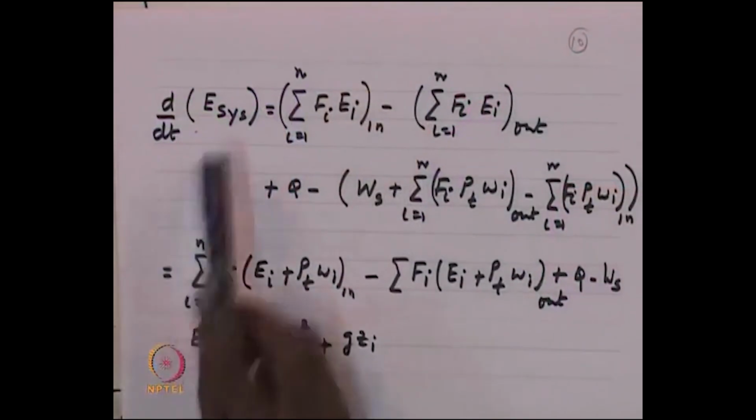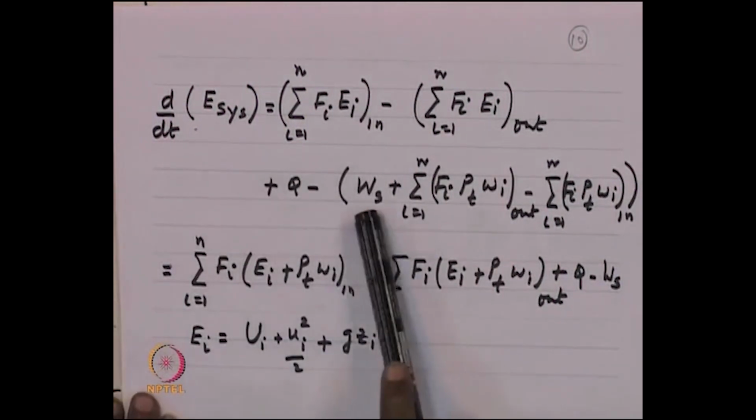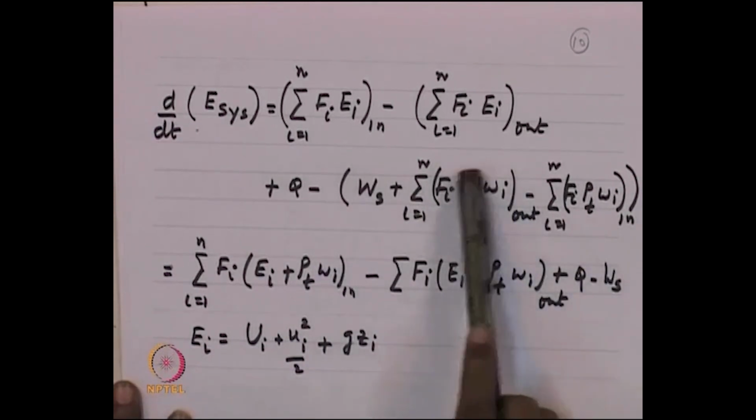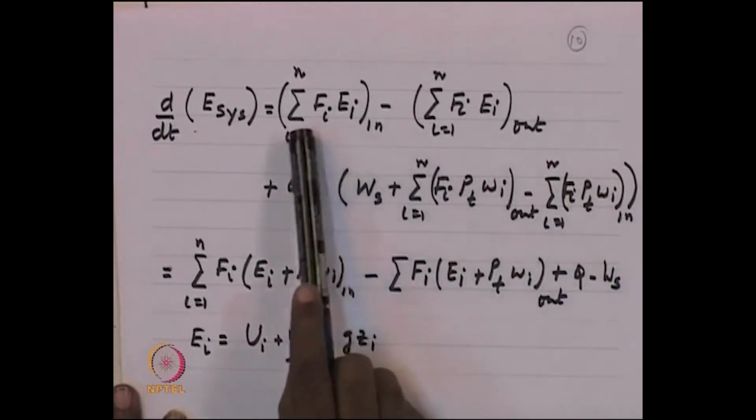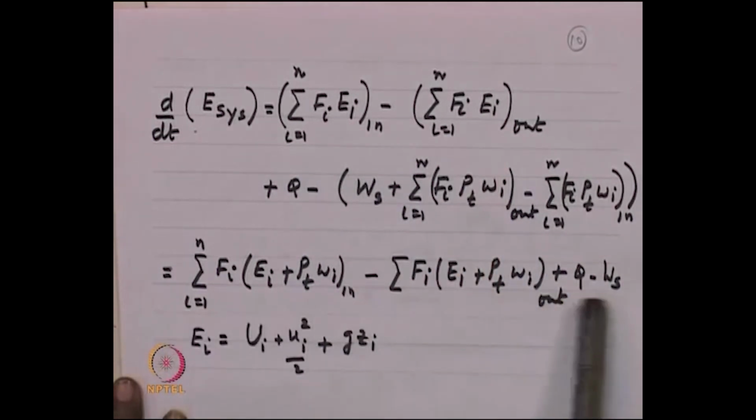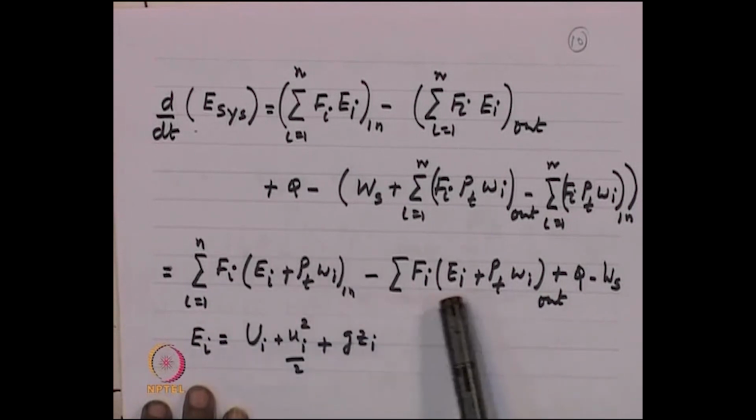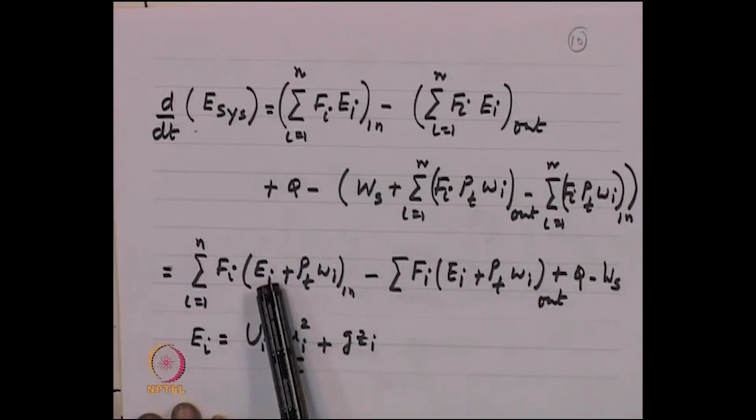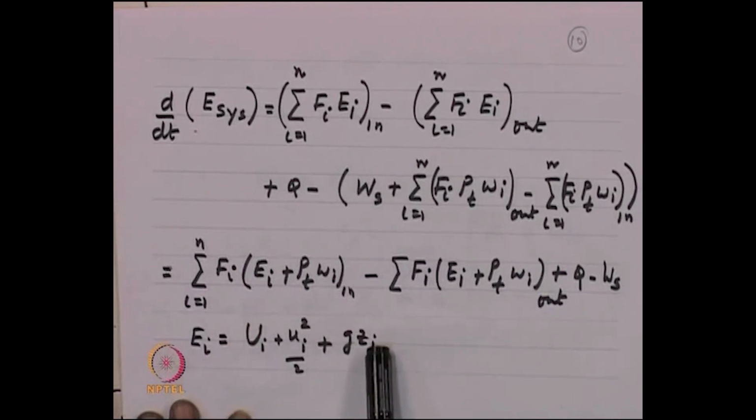We are saying that our statement of energy balance, which is d by dt of E system, equals energy in minus energy out, plus Q, which is heat input, and the work, where I have separated the work in terms of shaft work and flow work. The terms F_i Pt omega_i out and F_i Pt omega_i in can be appropriately clubbed with the flow terms in and out. So, when you do that, the equation looks like this, where E_i plus Pt omega_i in and E_i plus Pt omega_i out multiply the appropriate terms. E_i consists of internal energy, kinetic energy and potential energy.